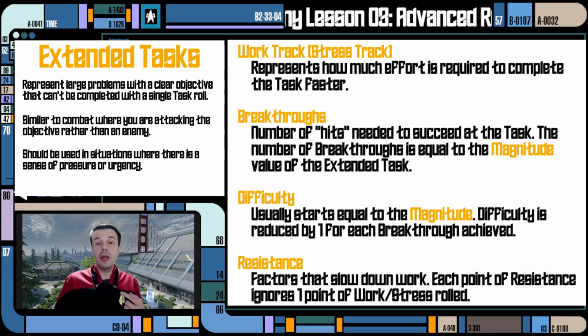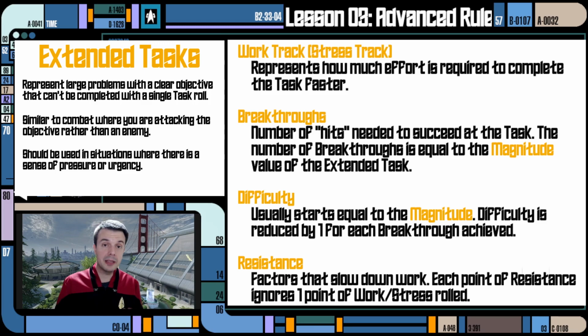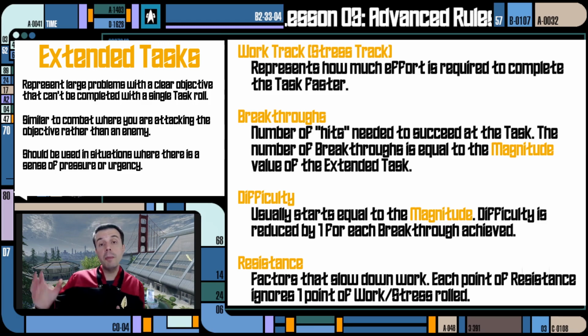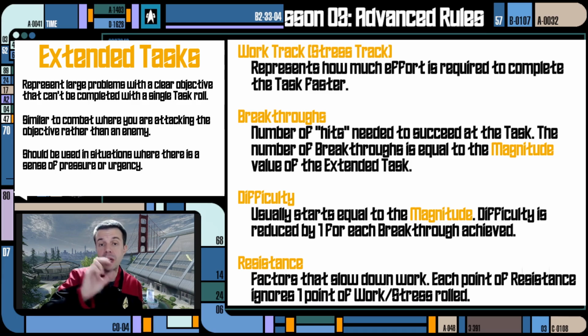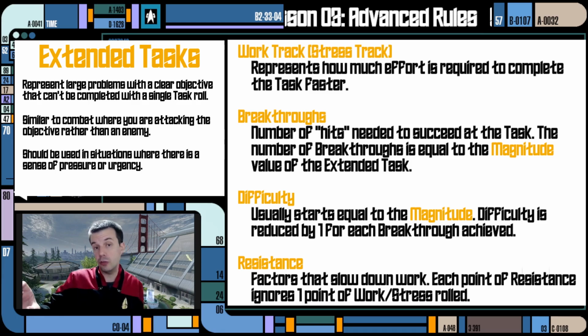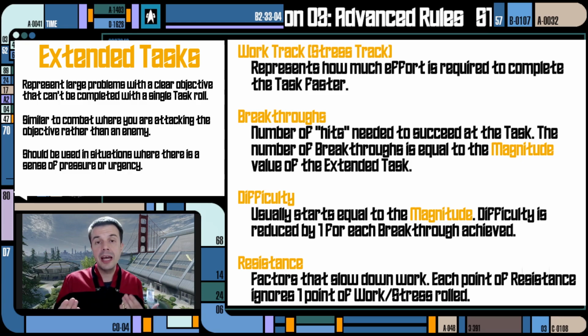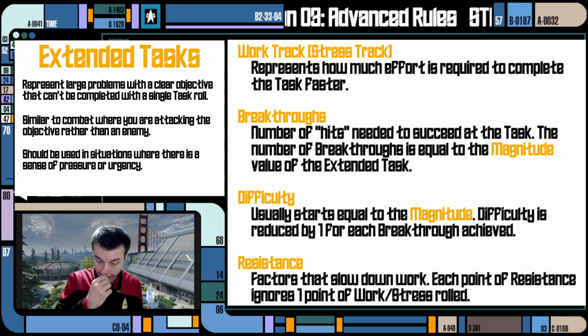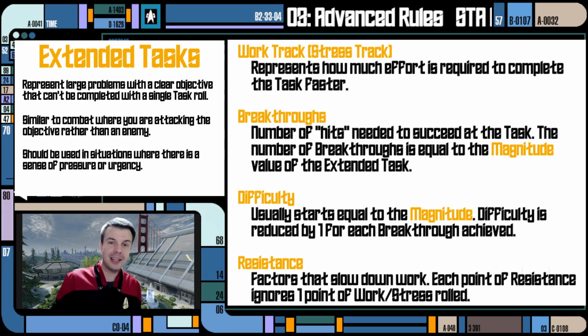So for each level of magnitude, that's how many breakthroughs need to be done in order to complete the extended task. So you might still have points in your stress track, your work track, but if you hit every single breakthrough that you're supposed to get, you succeed. So that's how you win an extended task. And the question is, how do you get breakthrough? And I will get to that in a moment.